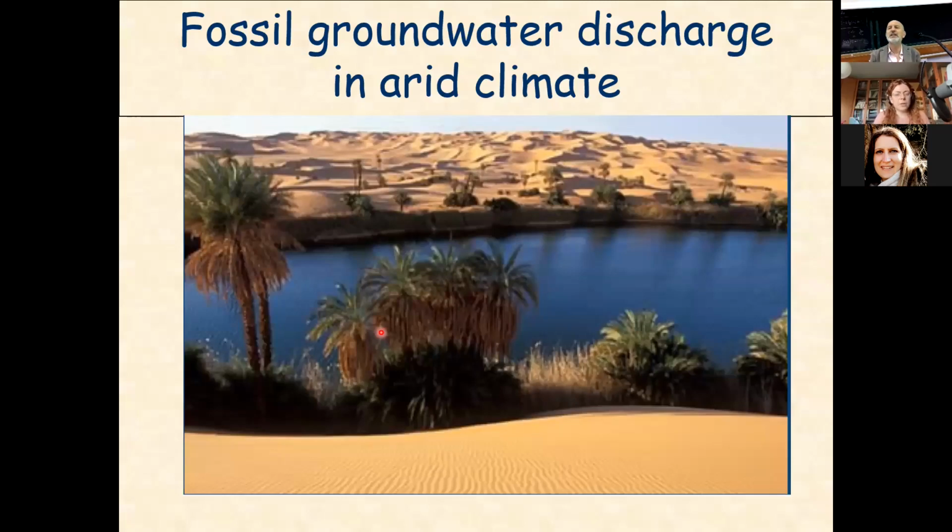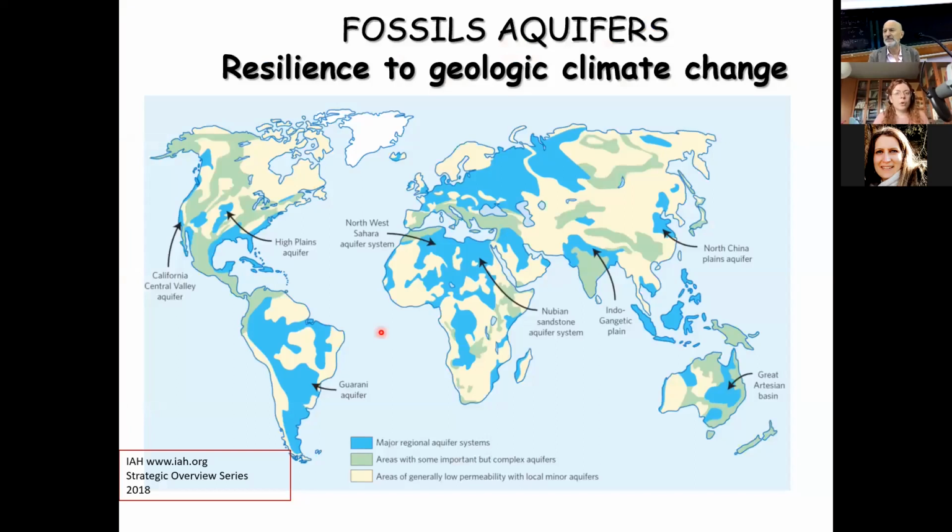You see here in this slide an oasis. A strange thing, a mismatch, because you see an abundant hot spot of fresh water in the middle of the desert. How is this possible? Due to a very important geological phenomenon that is called fossil aquifer.